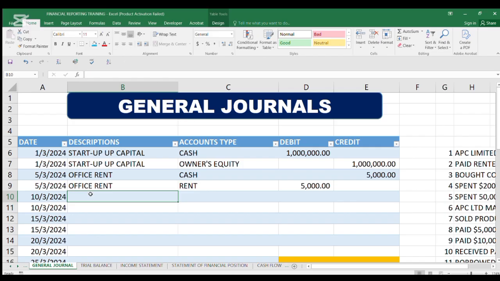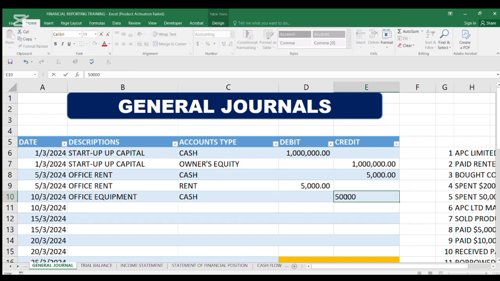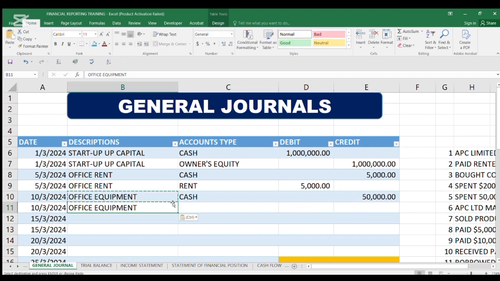Now, we come here and say office equipment. This office equipment was paid in cash. Since it was paid in cash, the cash account will be credited and the equipment account will be debited with the same value. Now we come here and say cash account should be credited with 50,000, and the same office equipment description we will copy and paste here.